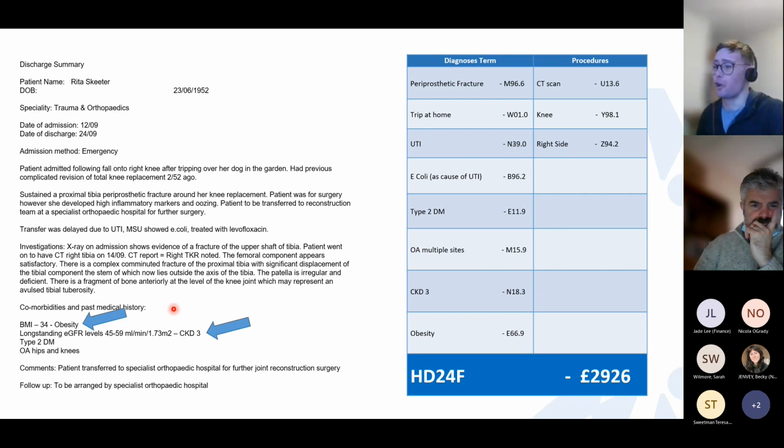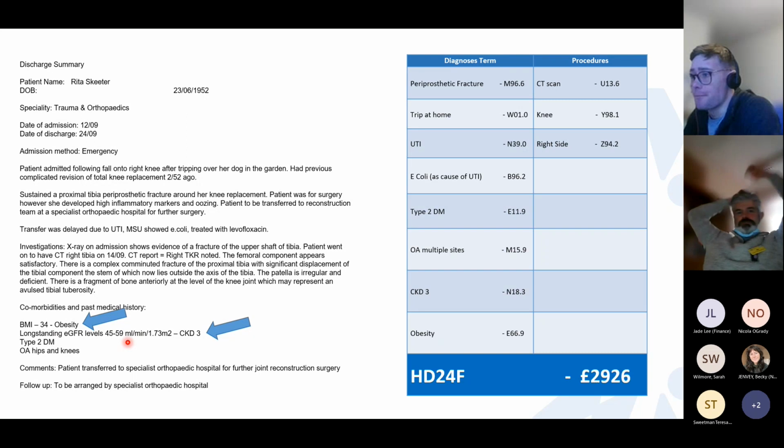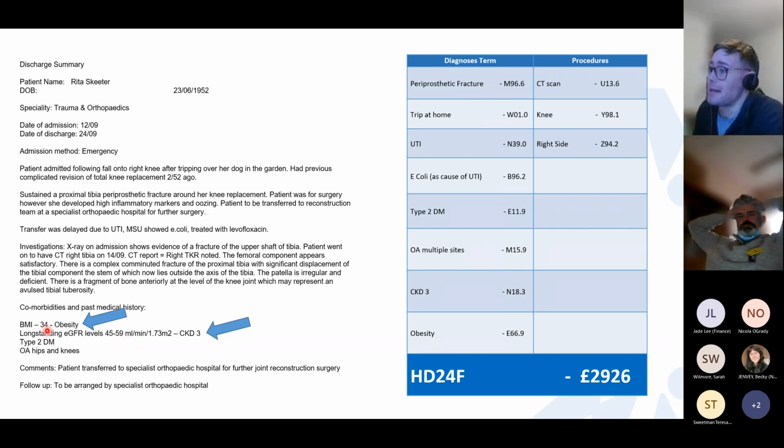So again, that information was always there. We could see that this information was there. The BMI of 34 was there. The EGFR level was there, but it wasn't in a format that coders could use. So to a clinician, it's obvious. To a coder, it isn't. And if it's not obvious to the coder, it can't be coded. And it only takes adding a word, obesity, CKD3, to then make it entirely viable to code.